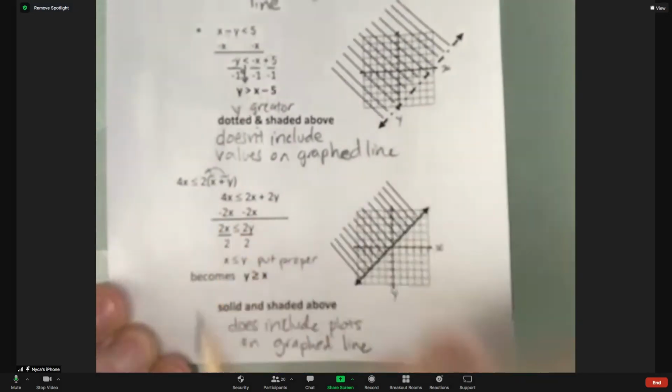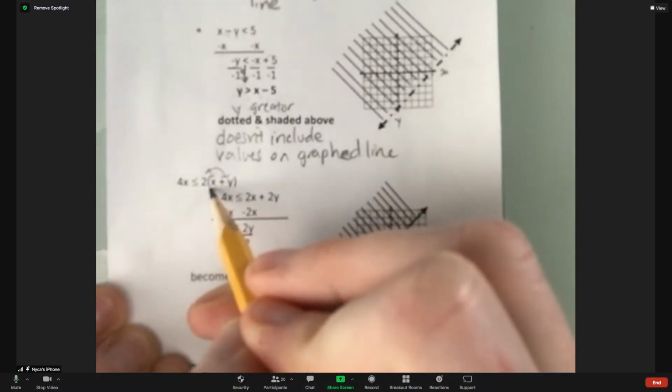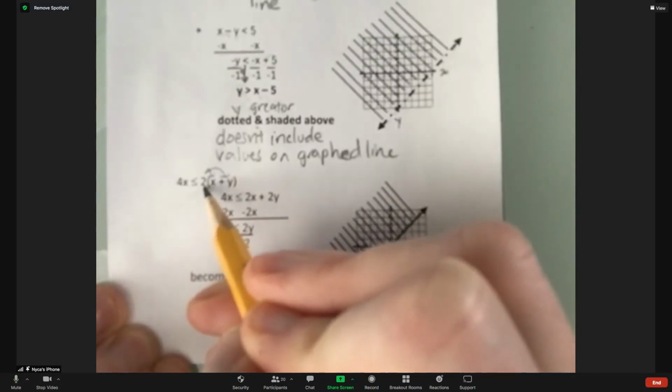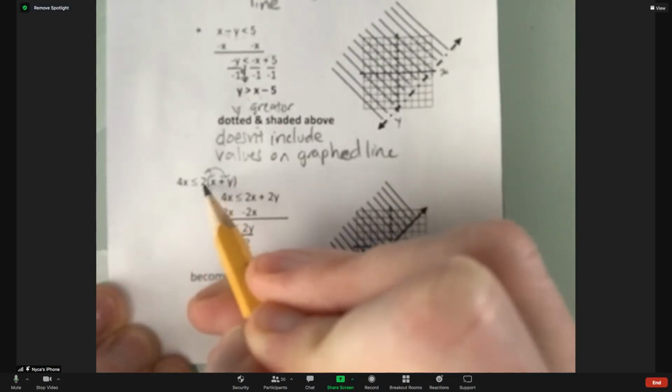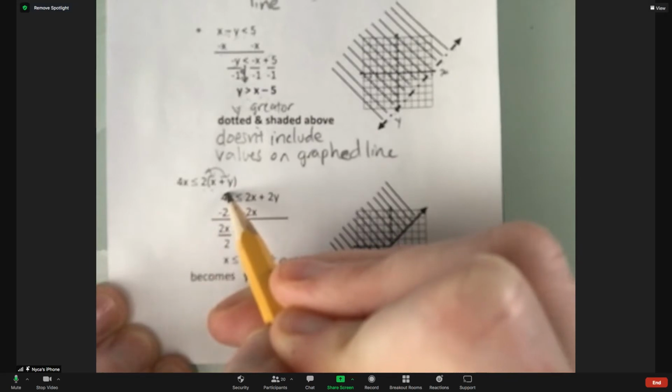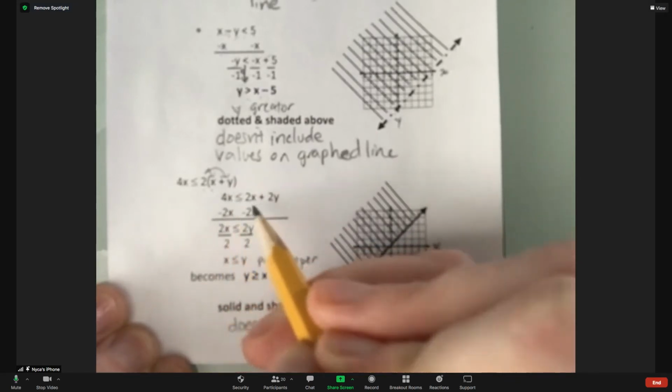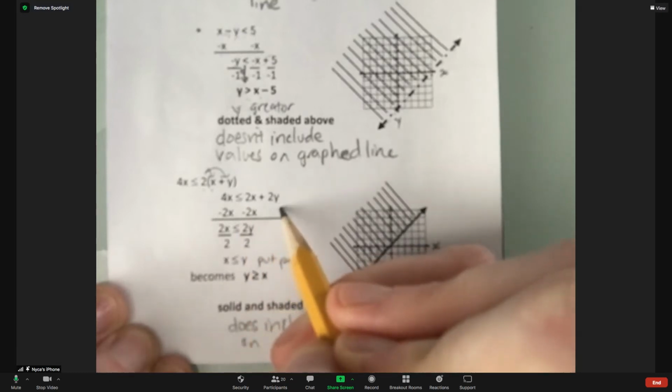Sometimes you'll actually have to do distributive property. So for this one here, if you ever see parentheses, your first objective is to get parentheses away, so you must distribute. For this example here, 2 gets distributed to the x and 2 gets distributed to the y. So then it reads 4x is less than or equal to 2x plus 2y.